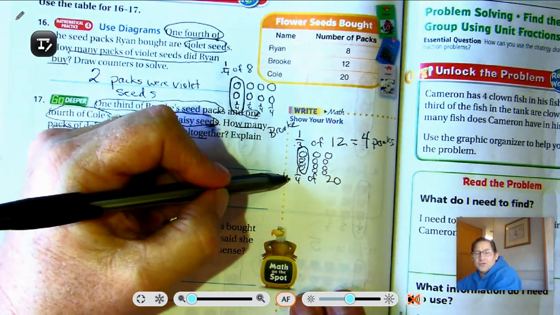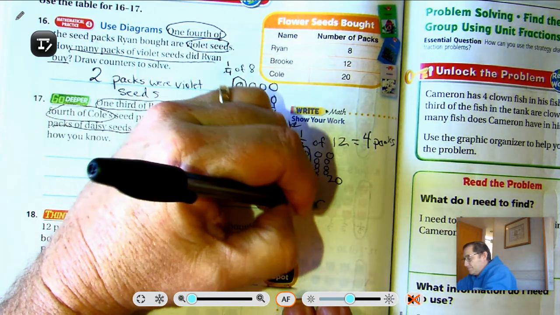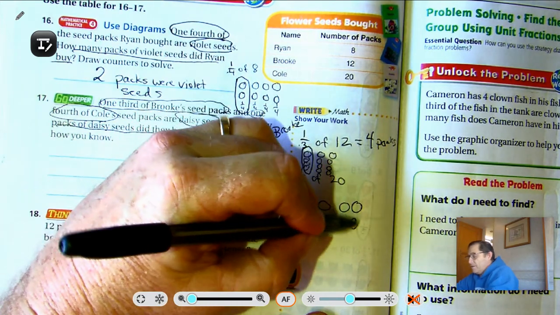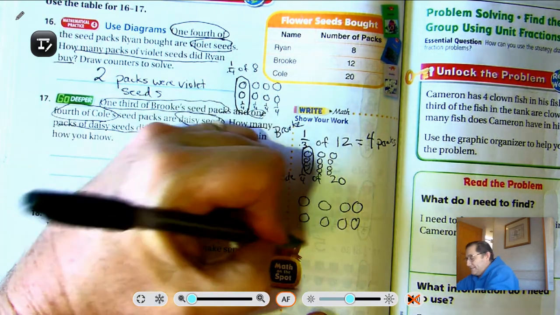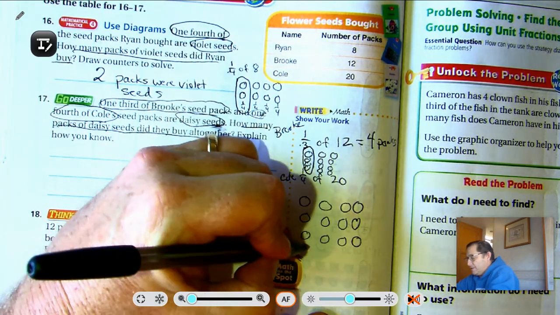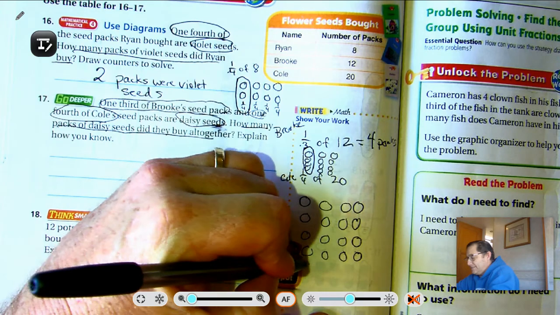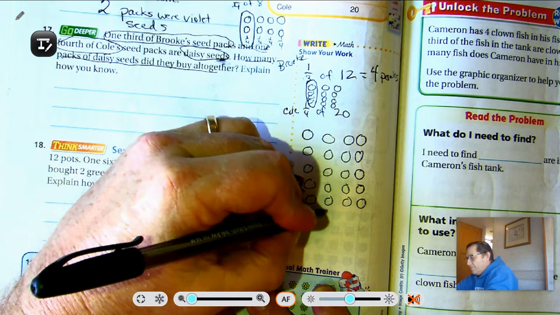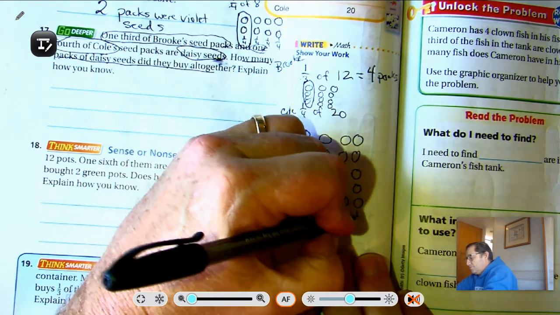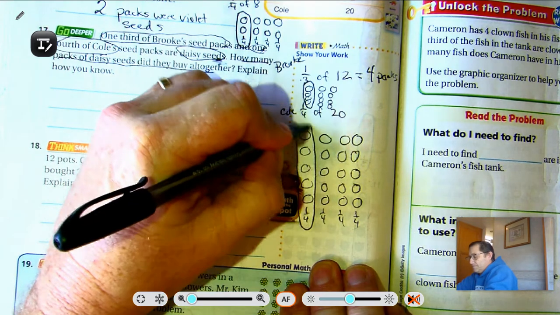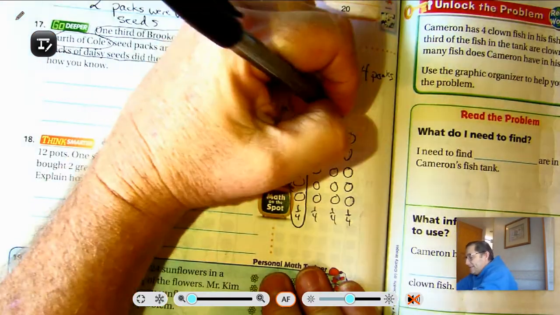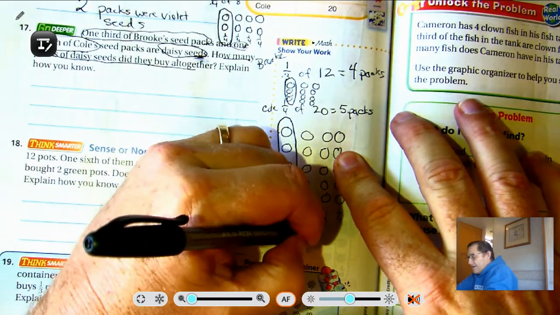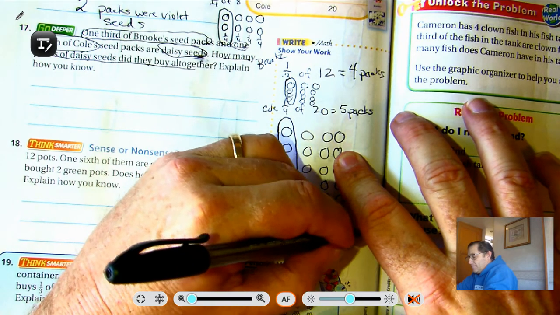Cole, now his tells me I have 4 equal groups. And I'm going to keep adding rows of 4 until I get to 20. 4 and 4 is 8, 9, 10, 11, 12, 13, 14, 15, 16, 17, 18, 19, 20. All right, and each column is 1/4 of his total because we have 4 equal groups. And in each equal group, he has 5. So 4 plus 5 equals 9 packs.